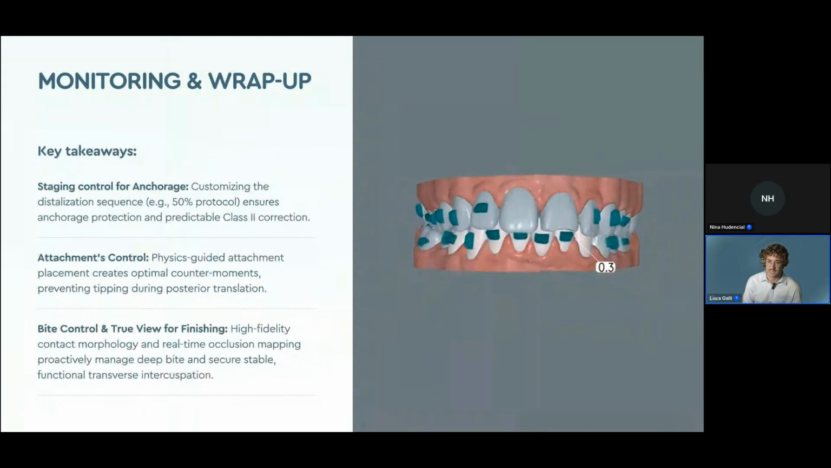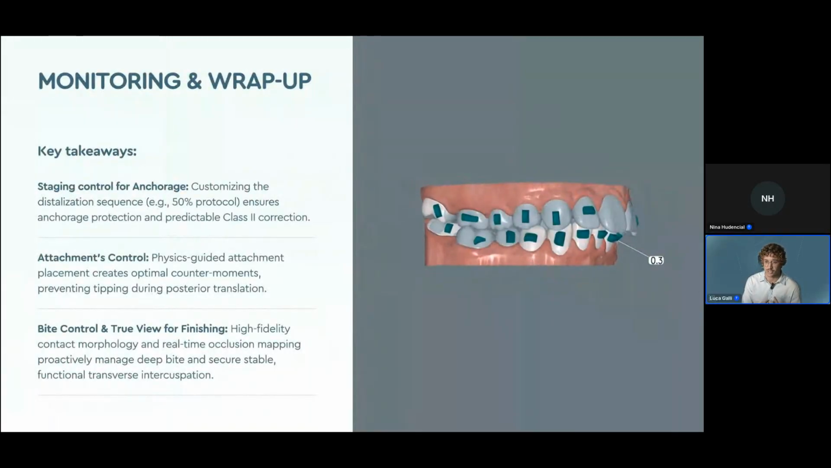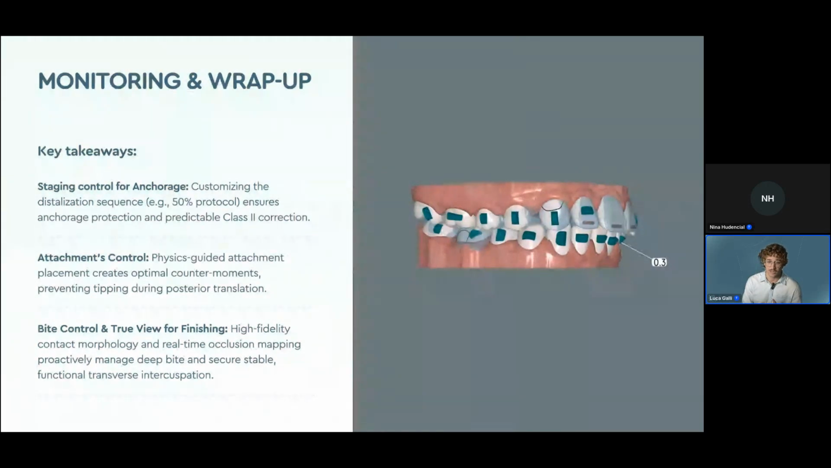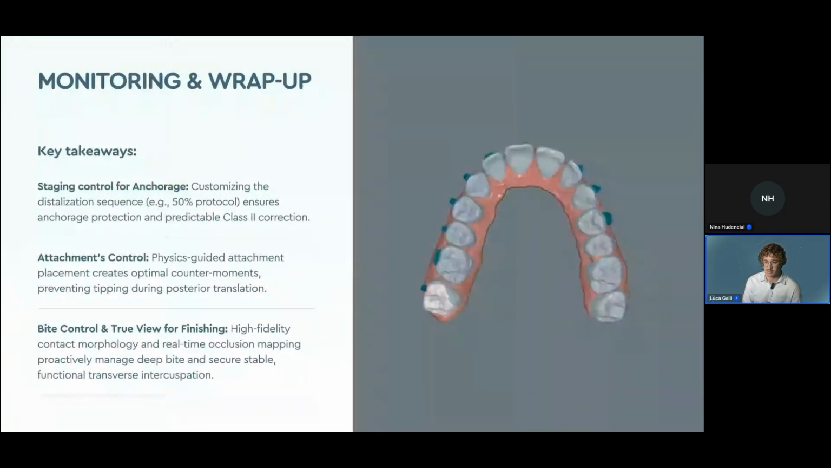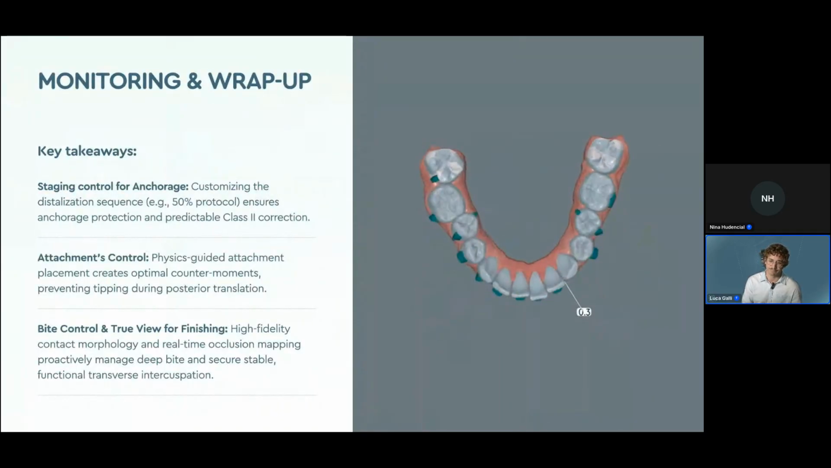So if I had to summarize what makes this case predictable, it comes down to three things. First, staging control, stabilization, and transverse correction only work well if the sequencing is clean and anchorage is protected. Second, attachments. In a complex case like this, attachments are doing a lot. They're supporting anchorage, improving grip for rotation, and helping us express vertical components without losing control.